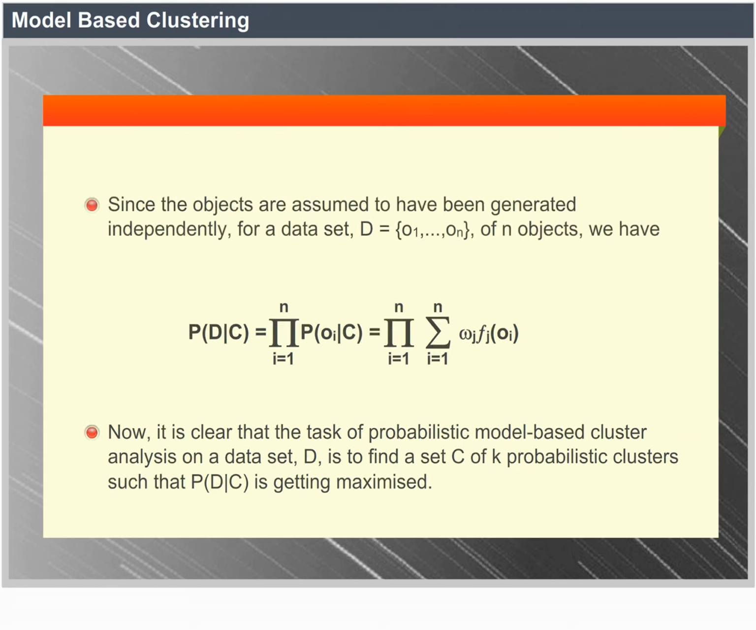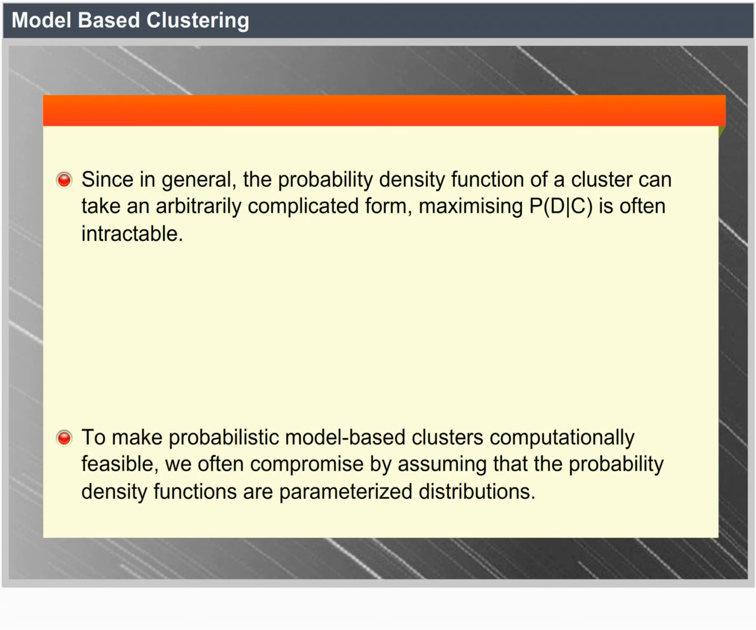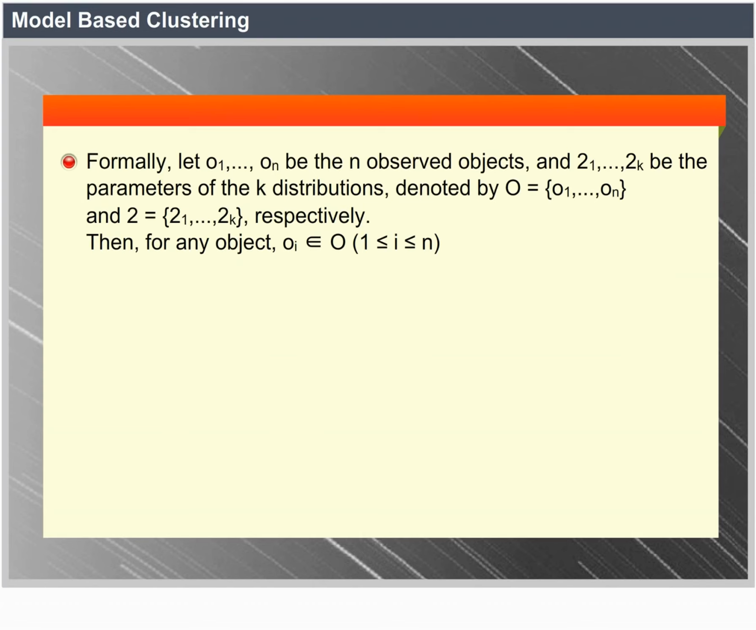Maximizing the conditional probability of D given C is often intractable because in general the probability density function of a cluster can take an arbitrarily complicated form. To make probabilistic model-based clusters computationally feasible, we often compromise by assuming that the probability density functions are parameterized distributions. Formally, let O1 to On be the n observed objects, and theta 1 to theta K be the parameters of the K distributions, denoted by big O equals O1 to On and big Theta equals theta 1 through to theta K respectively.